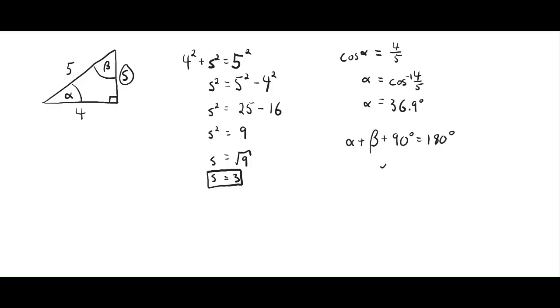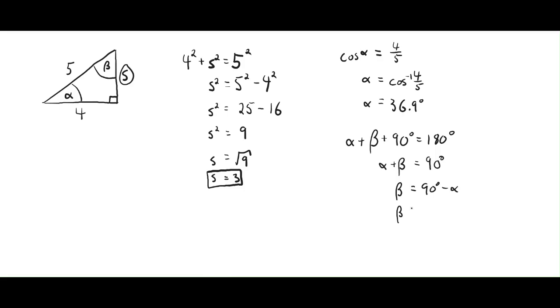And you might want to remember this just as alpha plus beta has to add up to 90 degrees. You just subtract 90 degrees from both sides, and you end up with a 90 over here. And this is true for right triangles, where one of the angles is always 90 degrees. So these other two angles have to add up to 90. We know that alpha is 36.9, so beta is just going to be 90 degrees minus alpha.